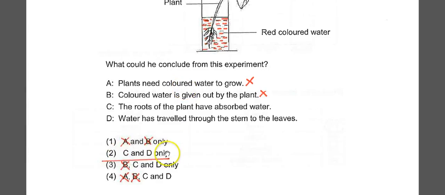C and D is correct. Now A says plants need colored water to grow. Wrong, it just needs enough water. So anything to do with A is wrong. Look here, this is wrong, this is wrong. And B, colored water is given out by the plant, totally wrong. So anything to do with A and B is wrong. Look, B here, B here, B here. So I'm left with C and D. I double check, C and D is the correct answer.